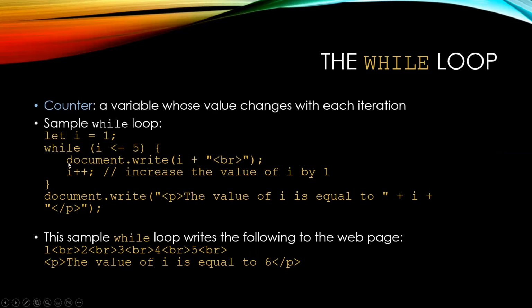So it's going to start at 1, and it's going to print 1 break, 2 break, 3 break, 4 break, 5 break, and then it's going to come down here and say the value of I is equal to 6, and then it's going to end that paragraph.